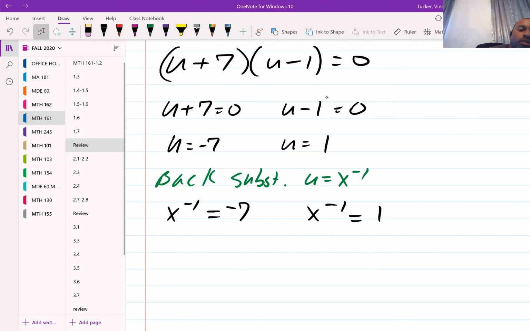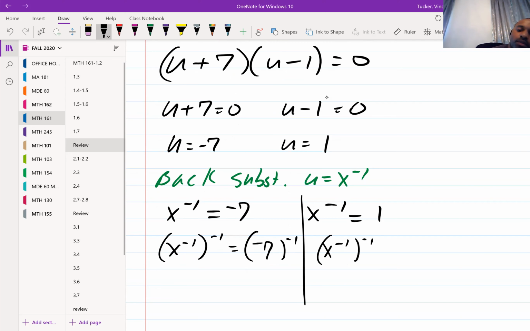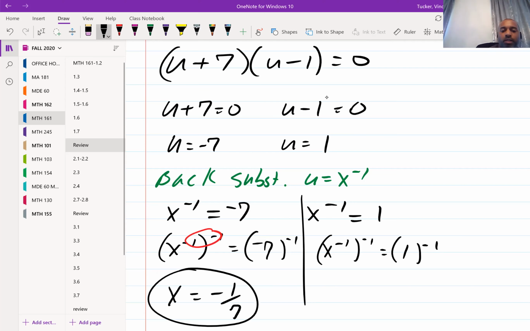All right, so we will raise both sides to the negative first power so that we can get rid of the negative exponent off of the x. Whenever you're raising a power to a power, they multiply. So that's why we did that. -1 times -1, of course, is +1. So that'd be x. And then anything raised to the negative first power, you just drop it down into your denominator. So that's going to be x equal to -1/7.